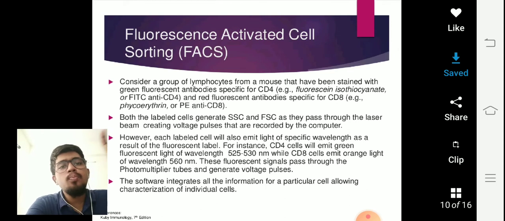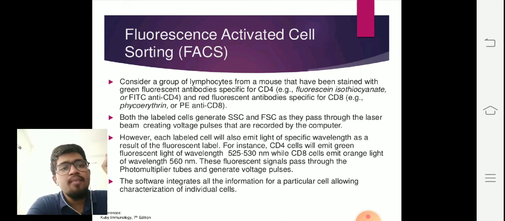So consider a group of lymphocytes from a mouse that have been stained with green fluorescent antibodies. Let's take an example where you're considering a group of lymphocytes from a mouse that has been stained with green fluorescent antibodies, which are specific to CD4 cells. For example, fluorescein isothiocyanate, which is FITC anti CD4. And we're also considering red fluorescent antibodies specific for CD8. In that, you would take an example of phycoerythrin, or PE anti CD8, as it is commonly known.